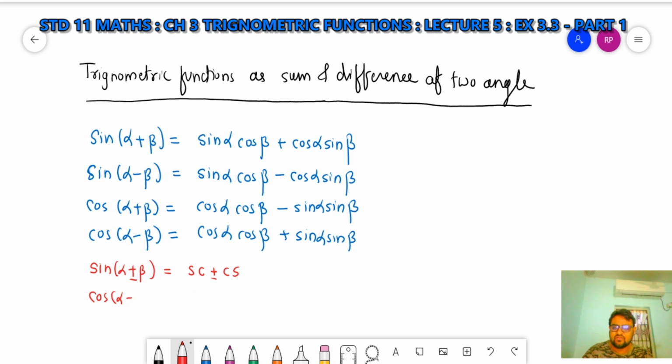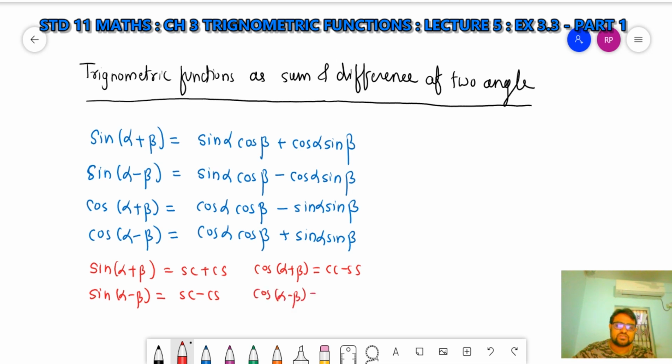Like this way, sine alpha plus beta will be equal to SC plus CS. Sine alpha minus beta will be equal to SC minus CS. Cos alpha plus beta will be equal to CC minus SS, and cos alpha minus beta will be equal to CC plus SS. Clear? Okay, so this is the formula. Clear? Let me take an example.